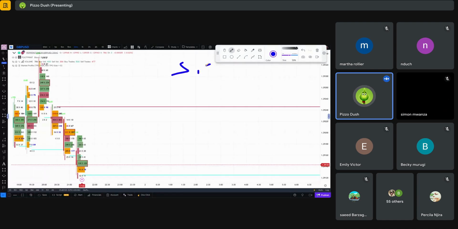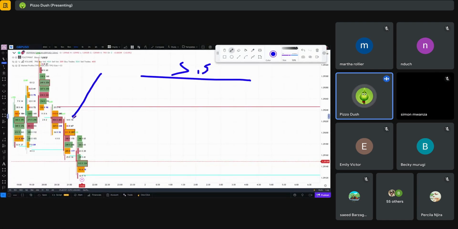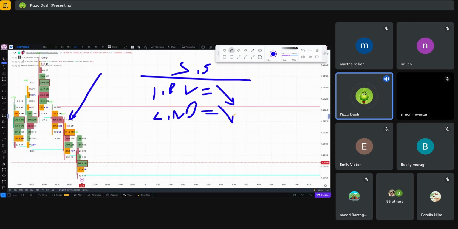So for strong sellers, what do we look at? Increasing bid volume. Anytime you see the bid side, the left side, has an increase in volume, that's a characteristic of strong sellers. Number two, large negative delta values. What does this show you? Aggressive sellers. Anytime you see delta negative, it means sellers have been very strong, more than buyers.